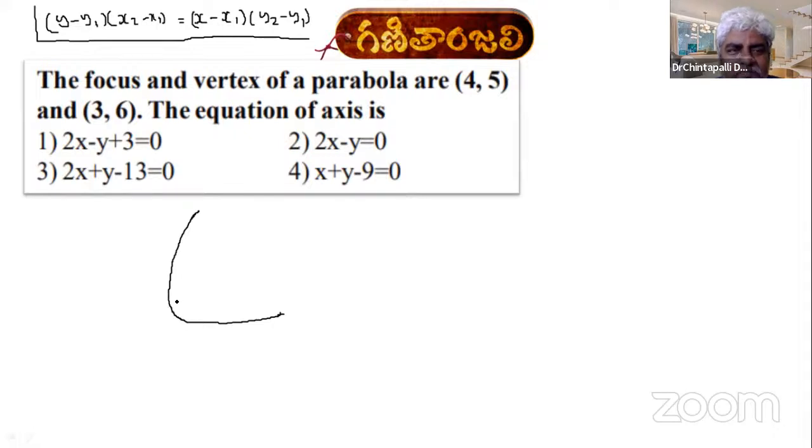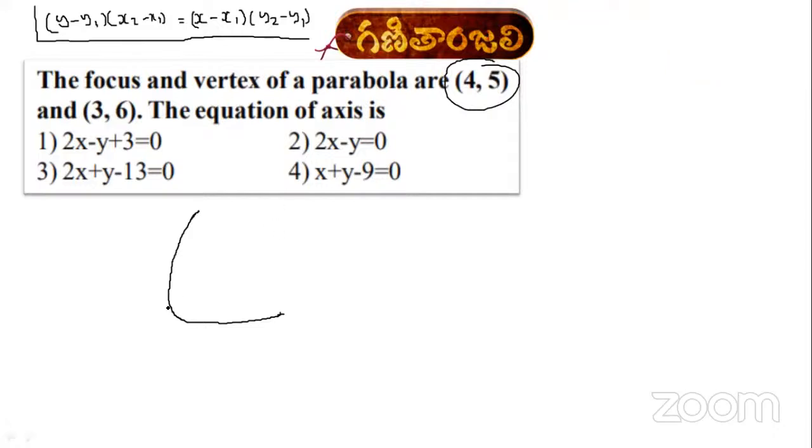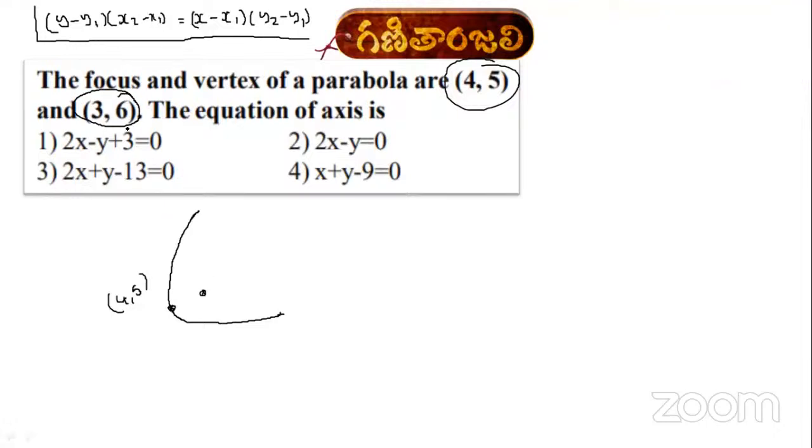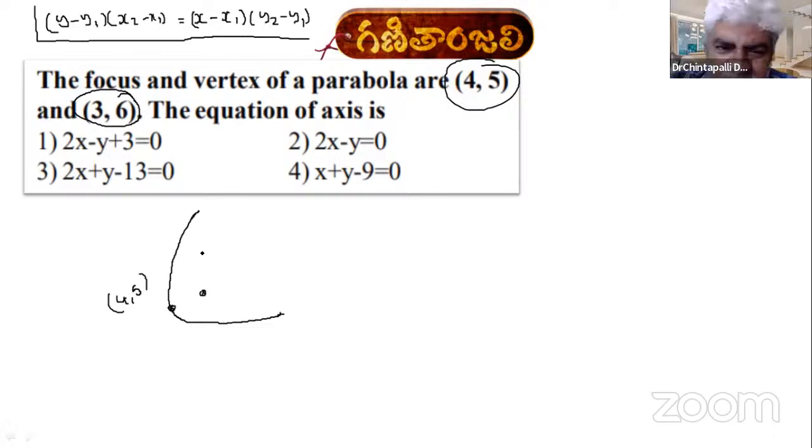Okay, look here once. What is focus? (4,5). Be focused, students. Focus is very important to understand a parabola. The concept of focus is very important, and the mind's focus is very important. The coordinates of the vertex are (4,5), and the coordinates of the focus are (3,6). Right?